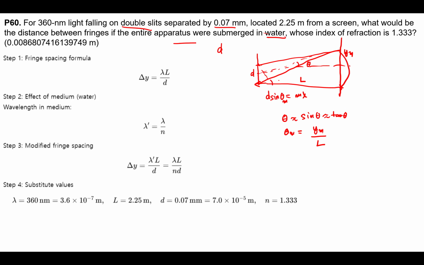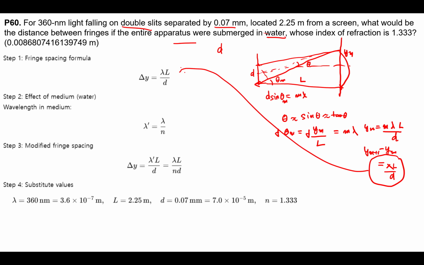And then you get, here is the d sine theta equals m lambda, d times theta_m equals m lambda, okay? And then you get y_m is given by m lambda L over d, okay? So for the spacing, y_(m+1) minus y_m is nothing but lambda L over d, okay? This is the formula you're going to use, okay?